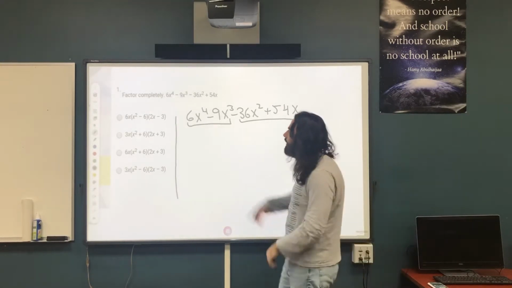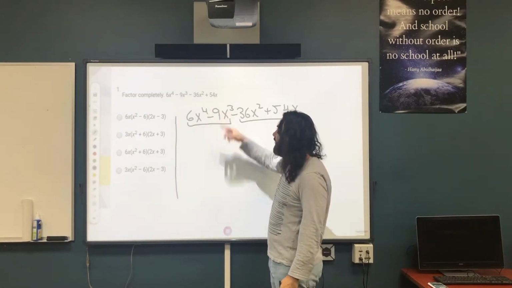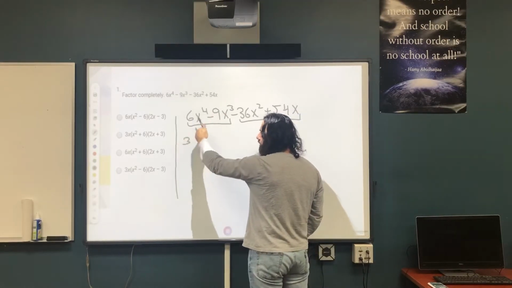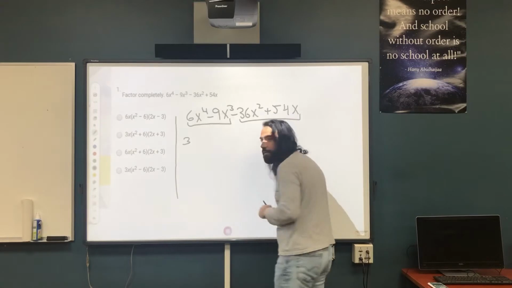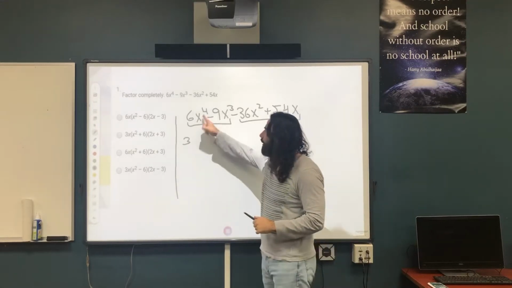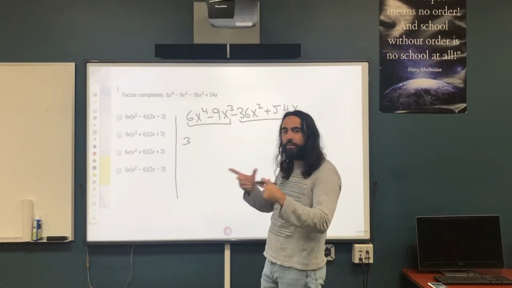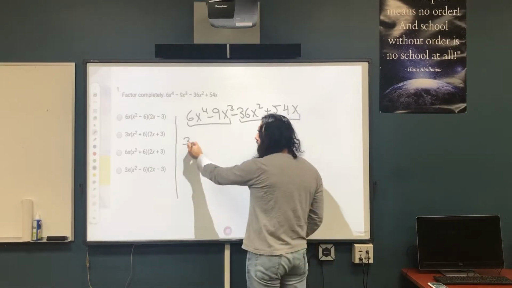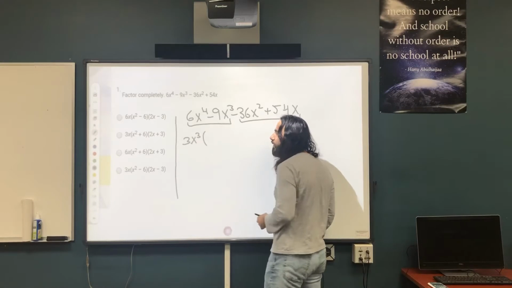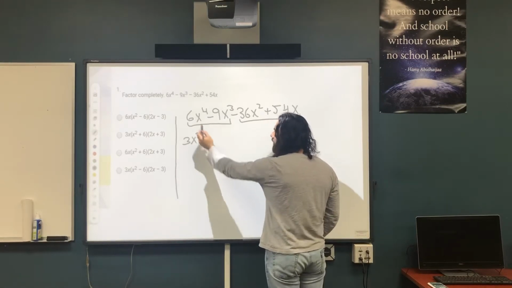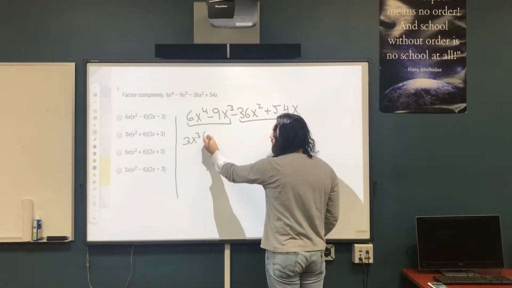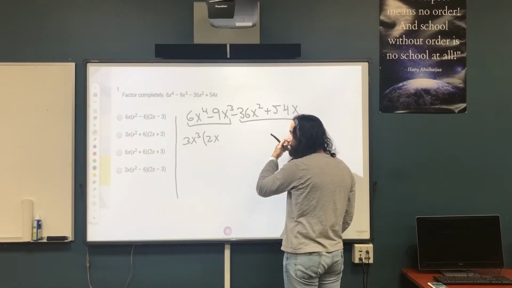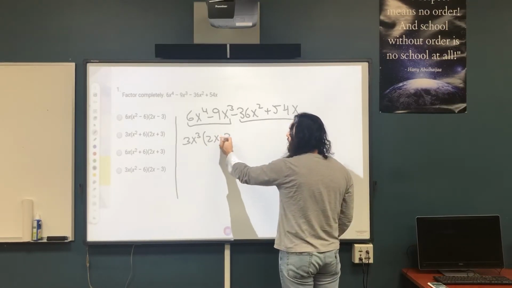Between the 6x to the power 4 and minus 9x cubed, the GCF between 6 and 9 is 3, because 6 divides by 3, 9 divides by 3. And between x to the power 4 and x cubed, we always take the variable with the lowest exponent. So it's going to be x cubed. We open parentheses. 3x cubed times how much gives you 6x to the power 4? It's 2x. And 3x cubed times how much gives you negative 9x cubed? It's going to be negative 3.